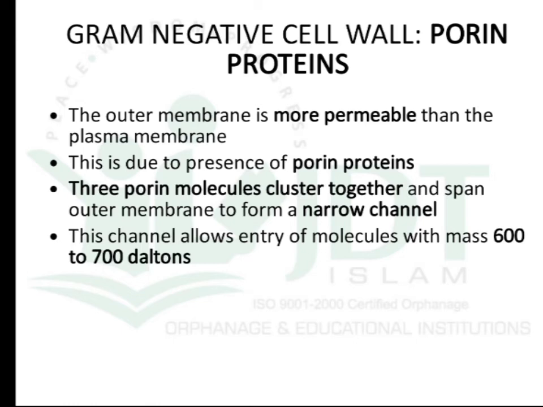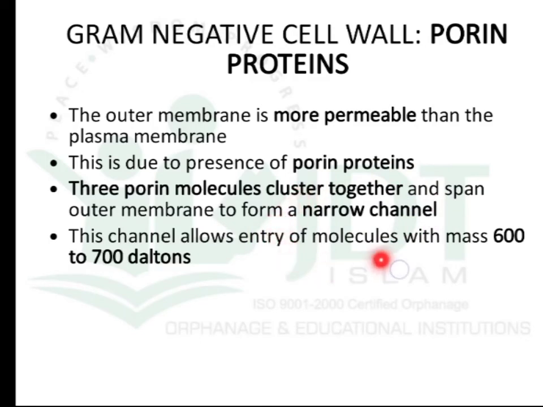Now in the gram-negative cell wall there is a special protein known as porin proteins. The outer membrane is more permeable due to the presence of porin proteins, and three porin molecules form a cluster together and span the outer membrane to form a narrow channel.